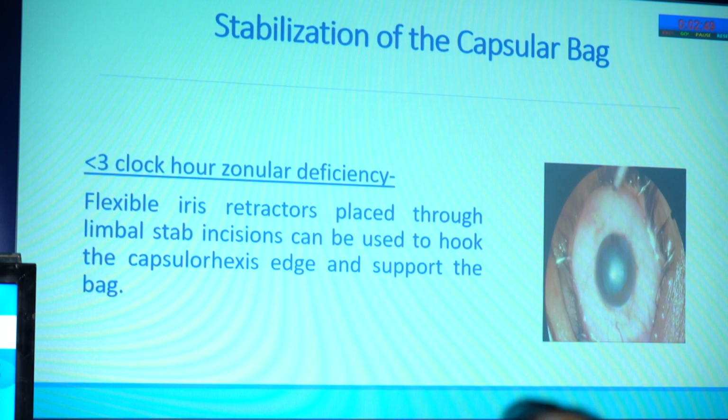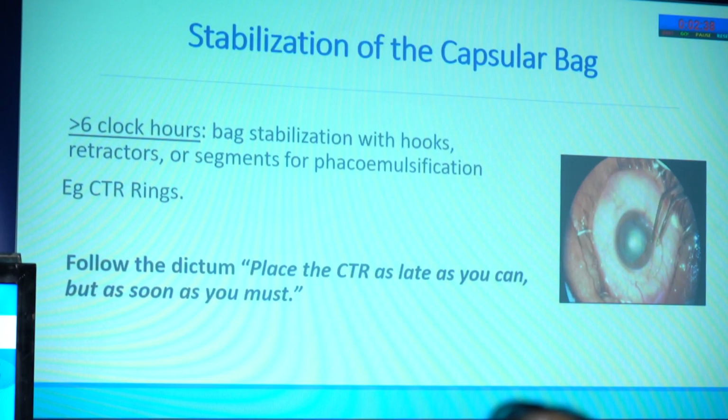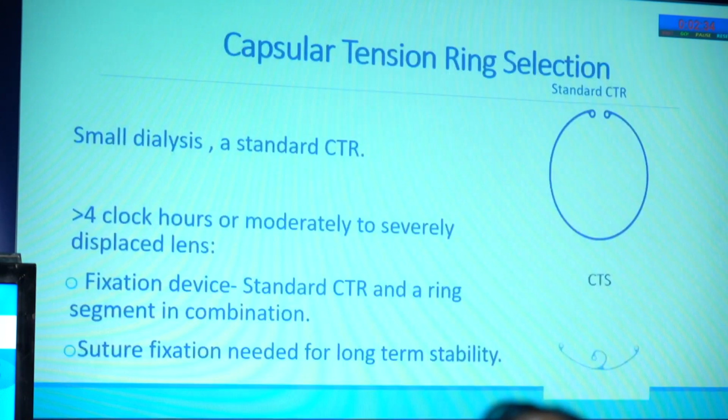We need to stabilize the capsular bag. Flexible iris retractors are placed through limbal stab incisions when there is less than 3 clock hours of zonular deficiency. For stabilization of the capsular bag, if it is more than 6 clock hours, use CTR rings. CTR selection is also based on this.